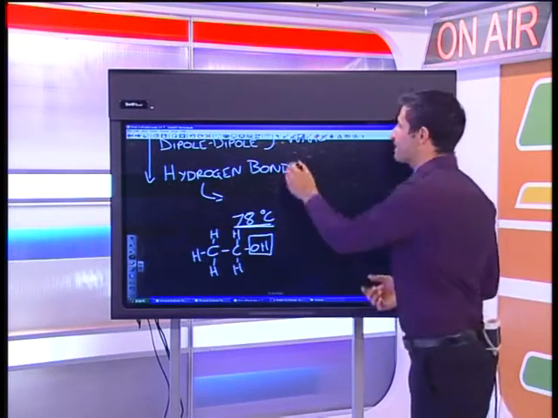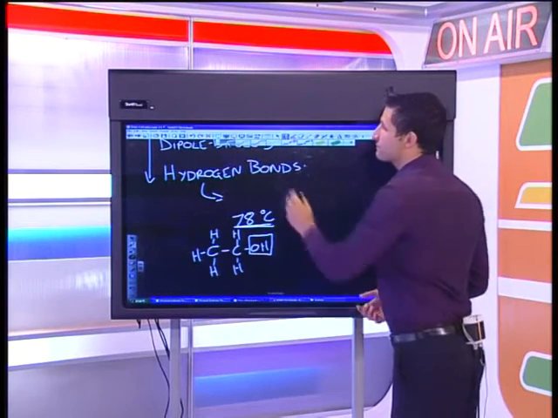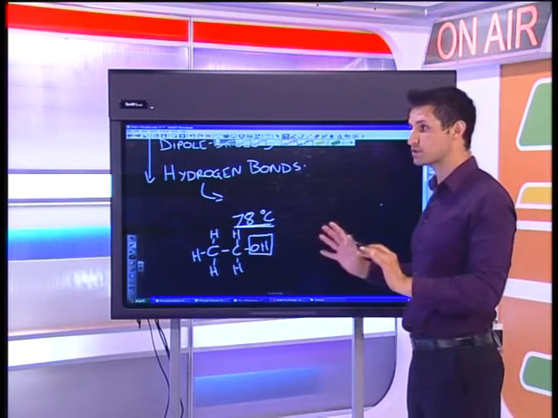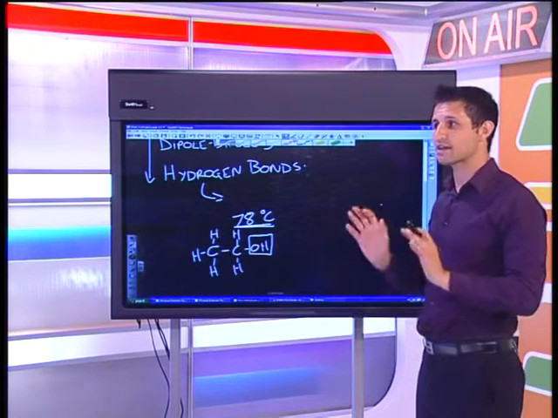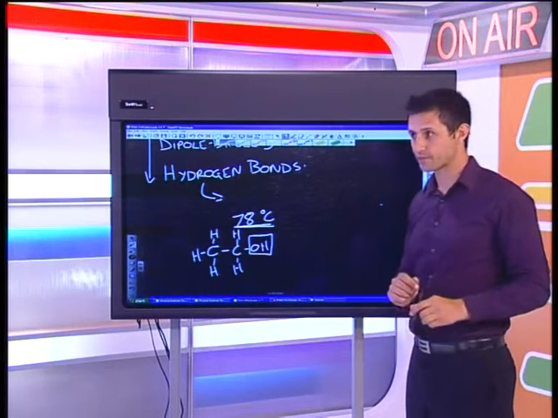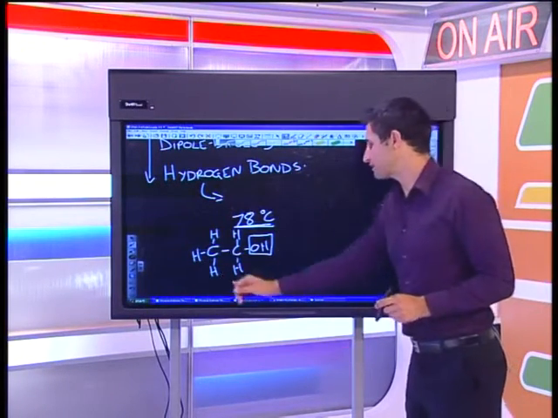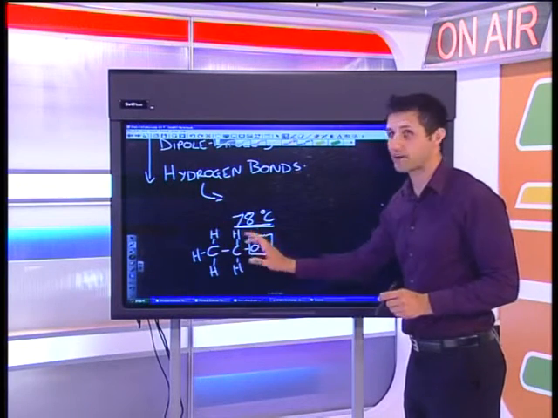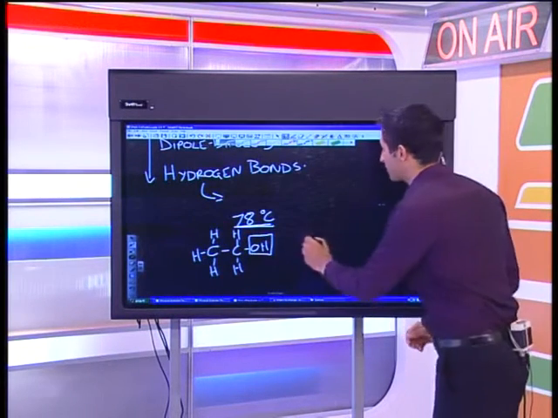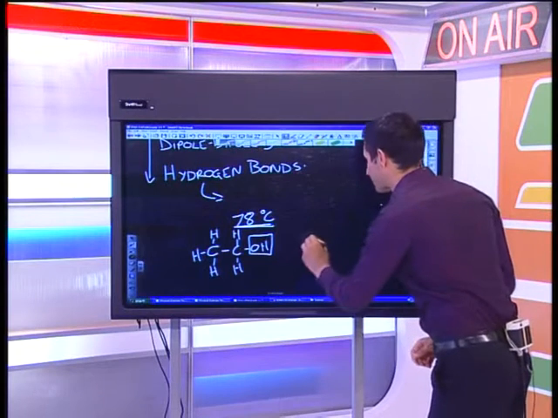I'm going to draw out another structure. And then I want to see if Devon or anyone at home can actually predict which one of these two is going to be better at hydrogen bonding and why. Now, I've got my ethanol, which was my C2H5OH, and what's going to happen is I'm going to compare it with a couple of other molecules.